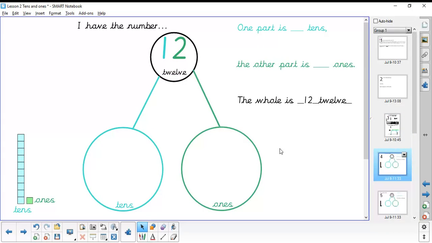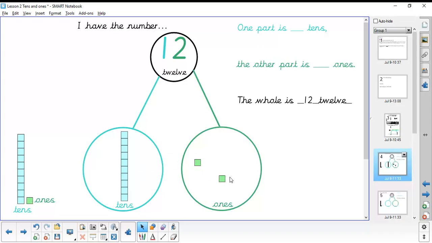Now, at the beginning of the lesson, I mentioned one of the key words, which was part, whole. And this is what we're looking at now. We are looking at a part, whole model. It means that we have one part here, and we can see the lines going up to this third part, which is the whole, bringing the two parts together. So I have the number 12. I know the number 12 is made up of 1 10 and 2 1s. So if I was going to complete it, I would have 1 10 and 2 1s.